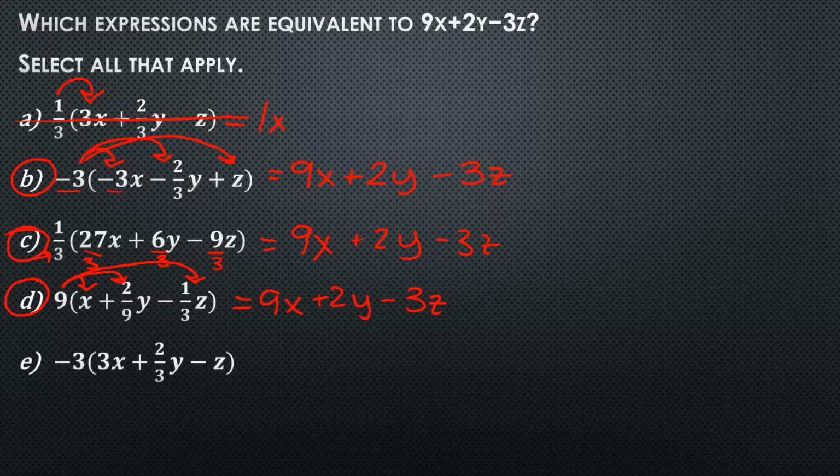If I look at this bottom one though, I can kind of see right off the bat that this bottom one is not going to be equivalent, because if I take a -3 and I multiply it to a +3, that's going to give me -9x. And a -9 is not the same as a +9. So this bottom one is not equivalent.